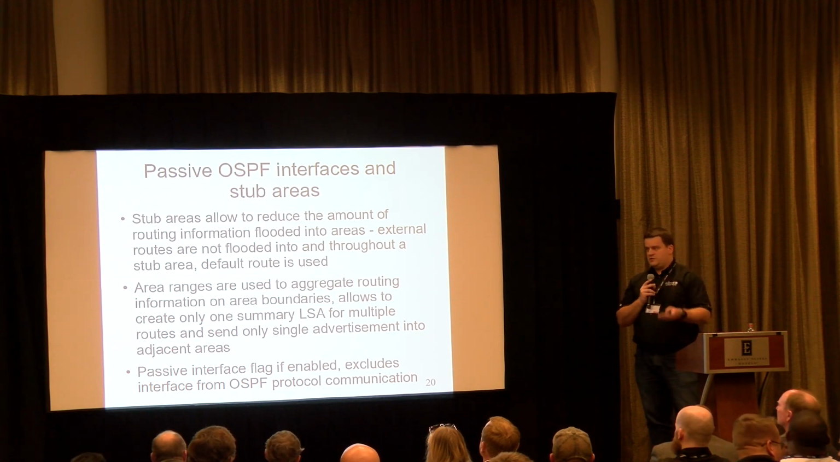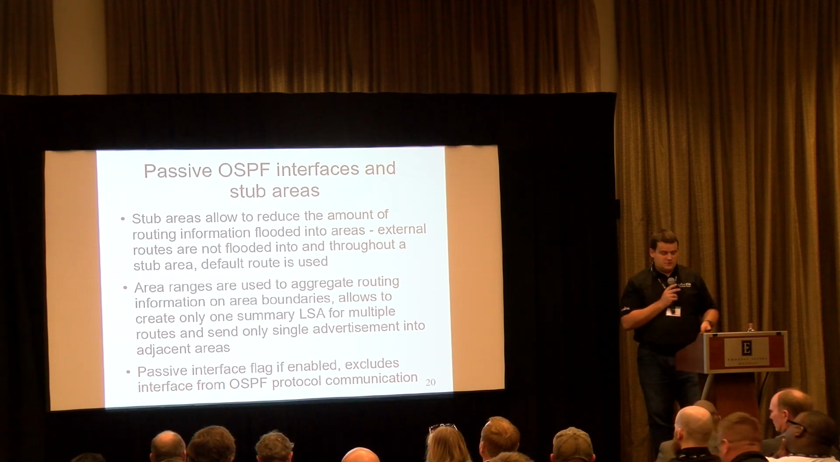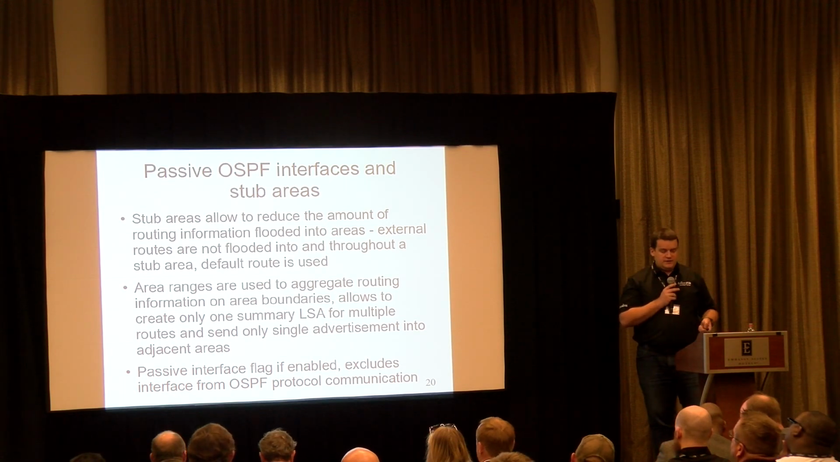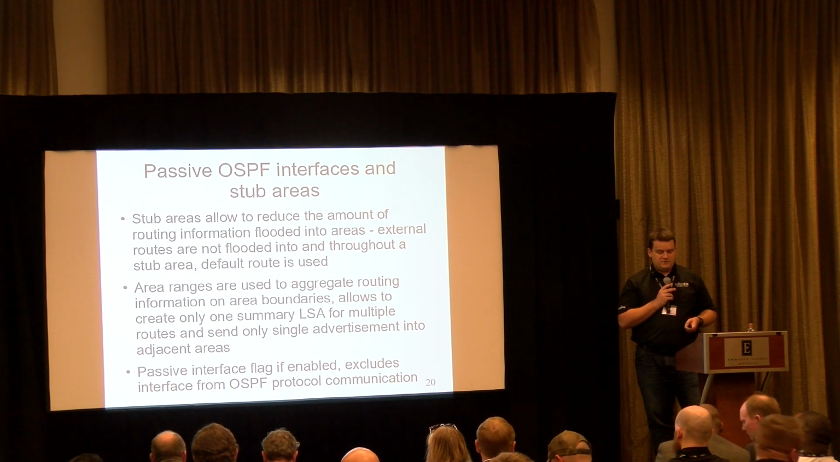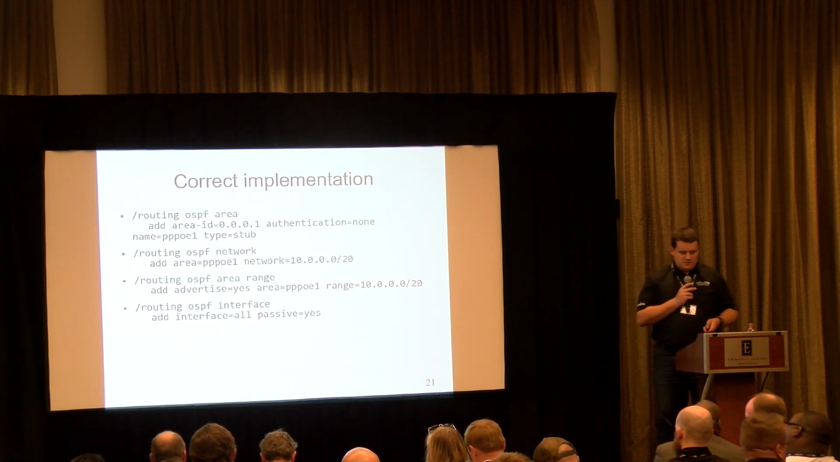So for example, if you use /32 PPPoE, you can aggregate that into one, that's /20 for this example. And there is a way to set a passive interface flag on the interfaces that will exclude interfaces from OSPF protocol communications. And you can do that easily by these commands.